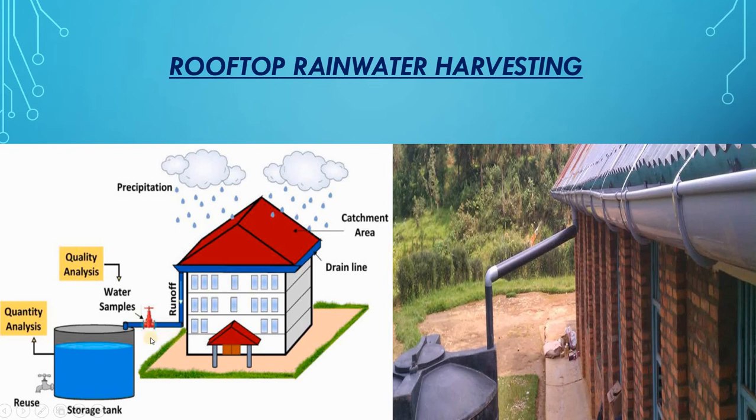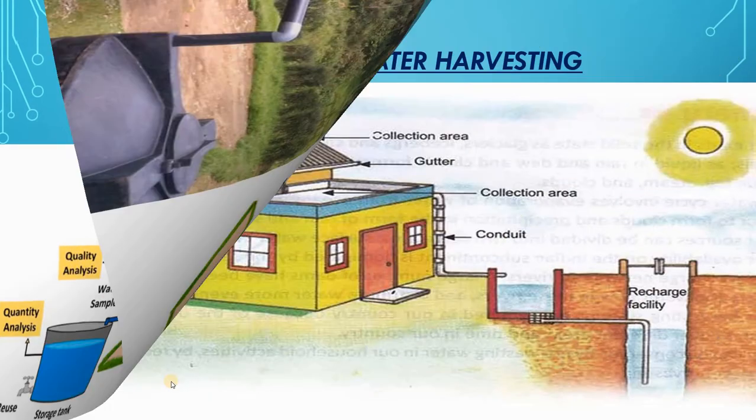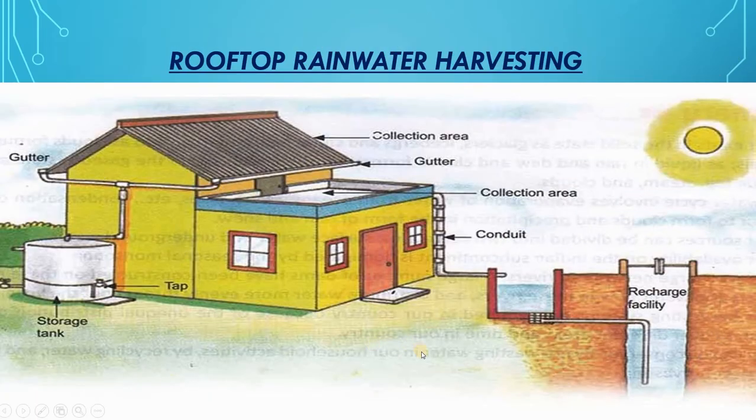So rainwater, instead of going into the tank, what happens? It goes directly underground. Here you see, it is going directly underground. One process is storing it in a water tank, and another process is the percolation pit. This is a percolation pit, and from here the water goes directly to the underground.